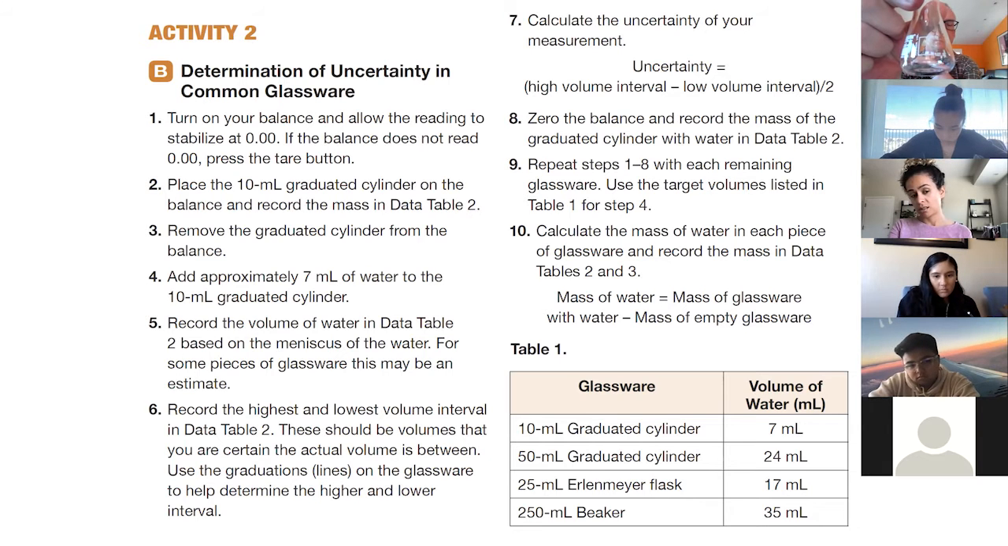12.5 and 25. Yes, 12.5 is the low and 25 is the high. So basically the difference is 12 and a half divided by 2. So our interval should be around 6.3.